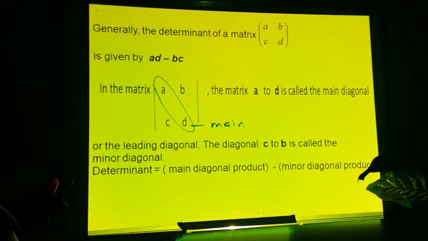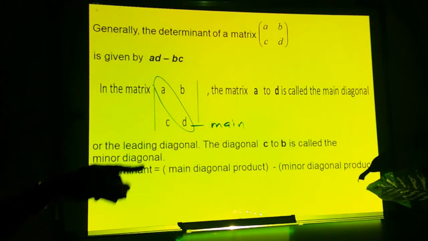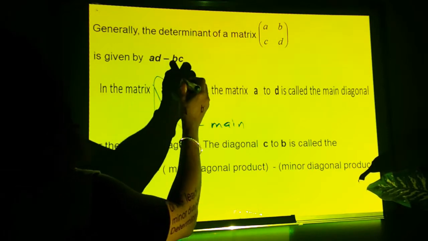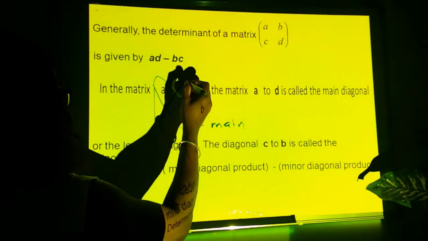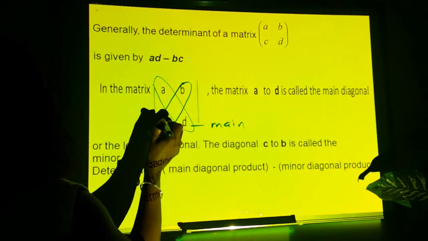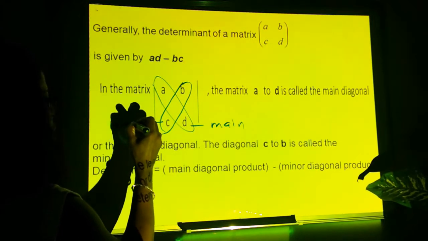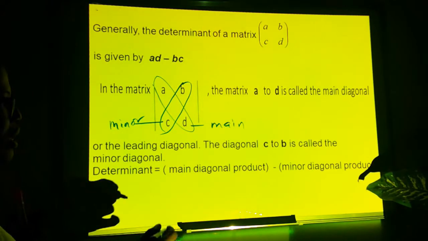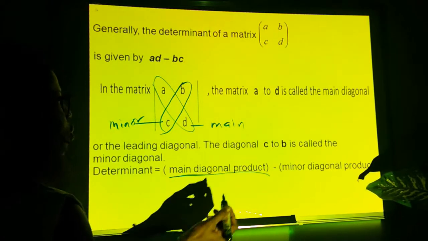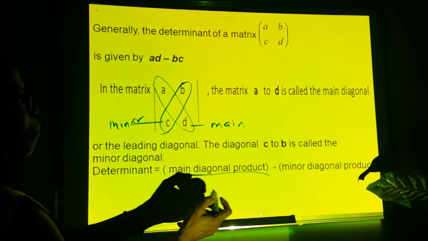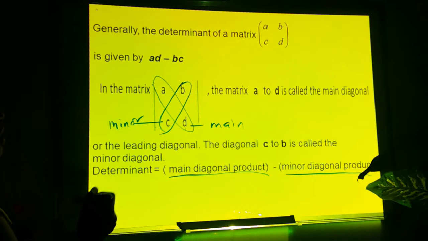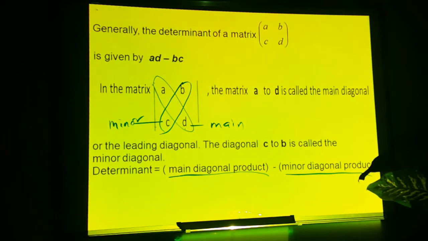right? And C to B or B to C doesn't matter the order because you're multiplying. 4 times 3 is the same as 3 times 4. So if you say C times B or B times C, you'll still get the same answer. This is the minor or the non-leading diagonal. So what's the formula then for calculating the determinant? It's the main diagonal product, A times D, minus the minor diagonal product, C times B. Okay?